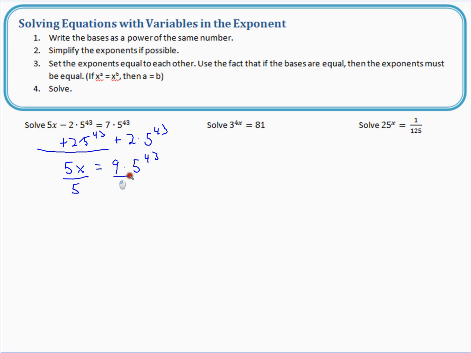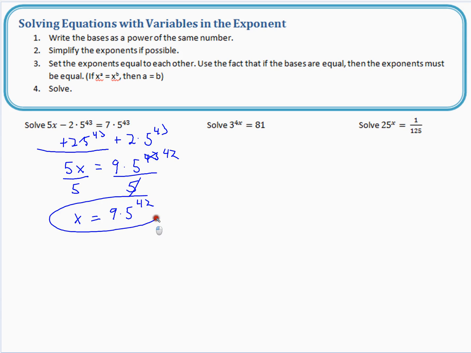Now this one works out that we're dividing by 5, which is the base of this exponent that we have, so we can do some reducing here. This 5 will reduce with one of these. There's 43 5s multiplied together. It'll reduce with one of them to make it 42. And so we're left with x equals 9 times 5 to the 42nd power.